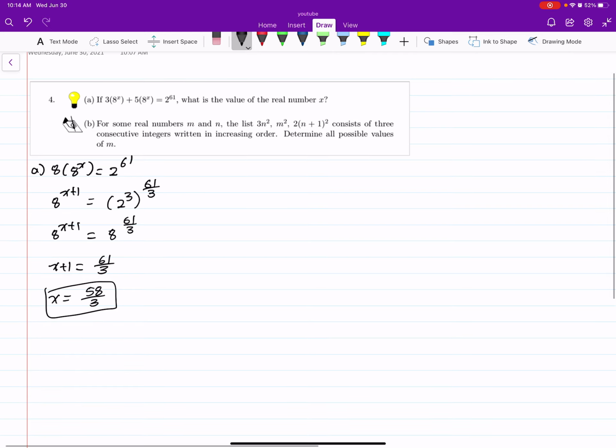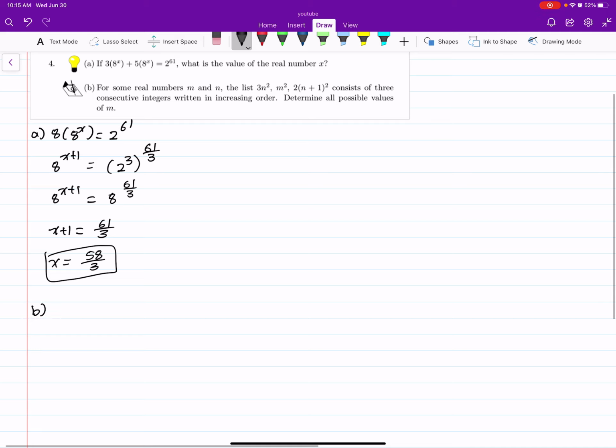So now moving on to B. For some real numbers m and n, the list 3n squared, m squared, 2 times bracket n plus 1 bracket squared consists of 3 consecutive integers written in increasing order. Determine all possible values of m.